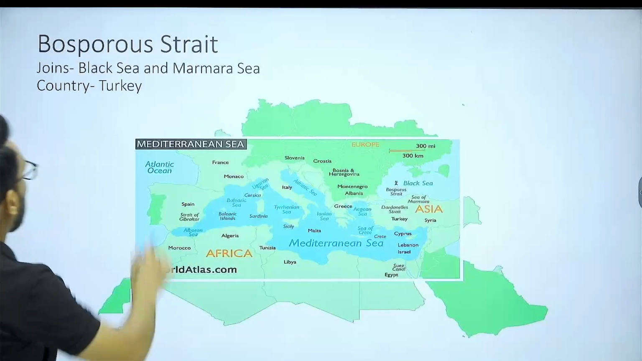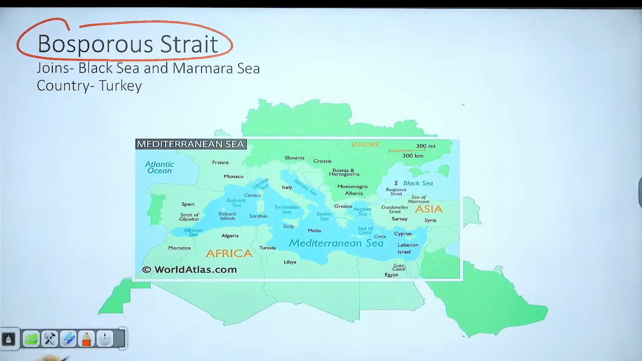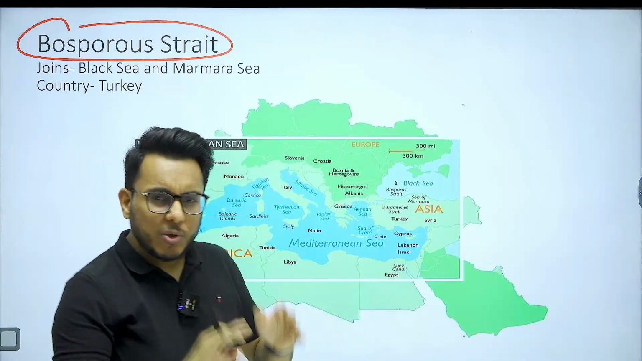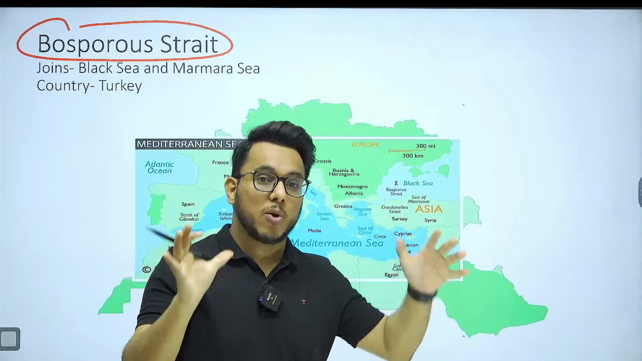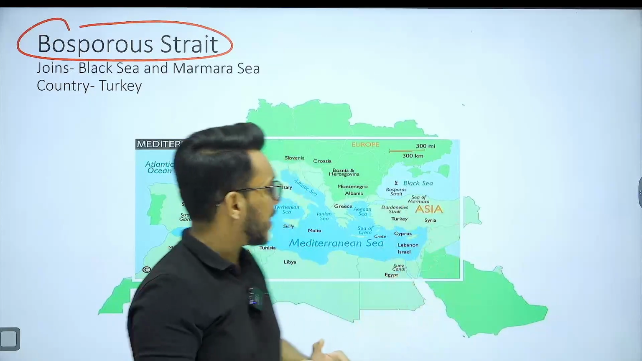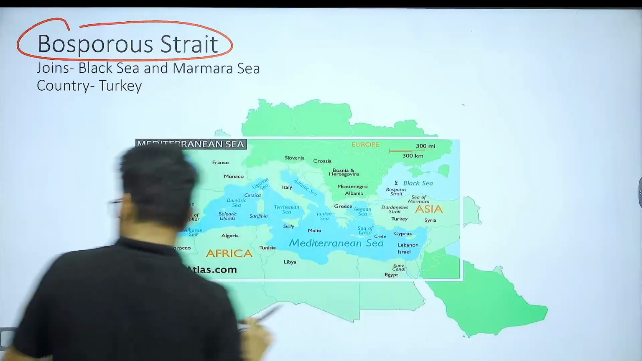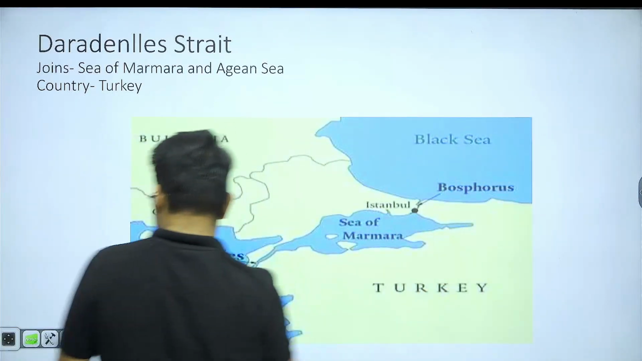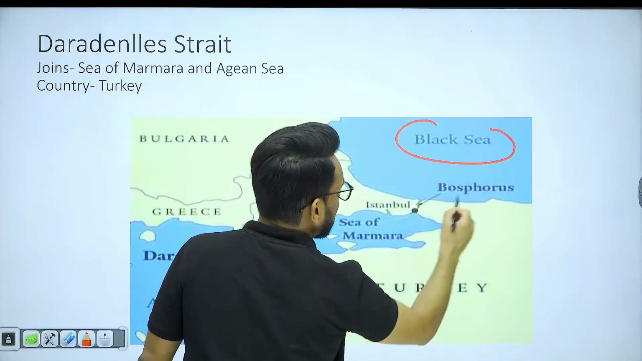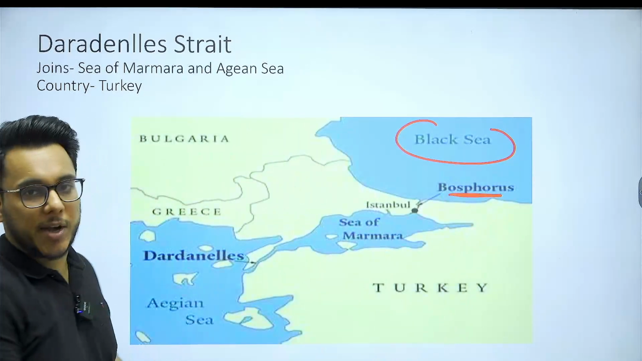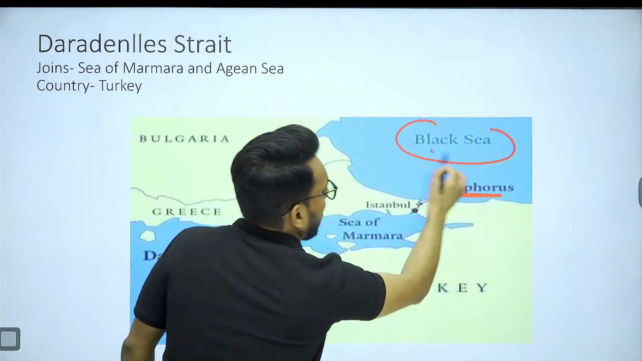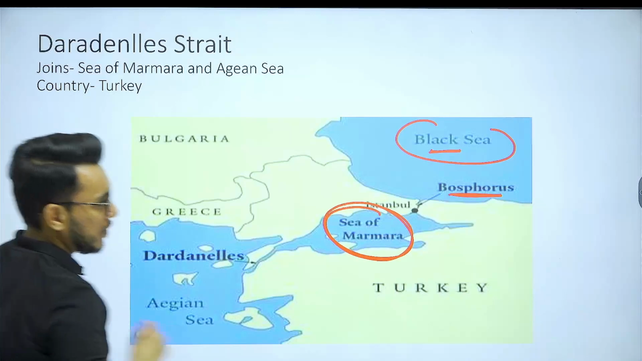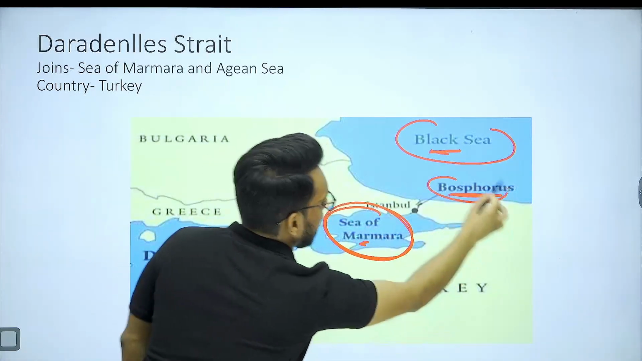Moving to the next one, Bosphorus Strait. Now guys, Bosphorus Strait, this will come if you come from the Black Sea. Now just imagine you are sitting on a boat and you are in Black Sea. So basically guys, when you are coming from Black Sea, you will pass through Bosphorus Strait. Now Bosphorus Strait, it connects Black Sea in north with the Sea of Marmara in south. So Black Sea and Sea of Marmara is connected by Bosphorus.